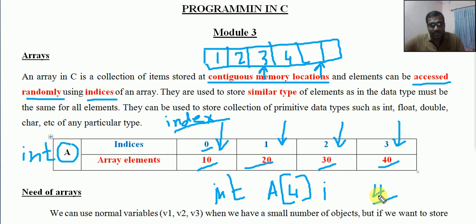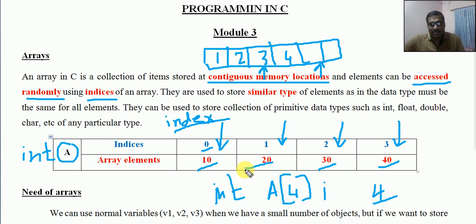That is, 4 minus 1, which is 3. That is for any array. If the size of the array is 20, the last index will be 19. If the size is 15, the last index will be 14. If the size is 5, the last index will be 4. Size minus 1. So in contiguous memory locations we store different values of the same type, and each location is given an index, and through this index in our program logic we access the individual elements present in the array. So this is the array definition and the representation of an array in general.